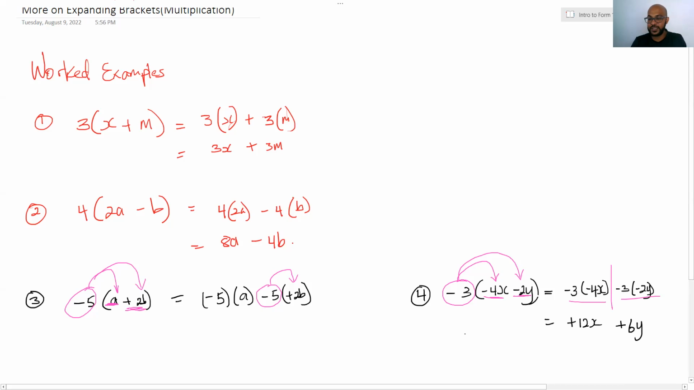And we get 6y. This is my answer. Positive 12x plus 6y. Let's look at this side, right? We're going to have negative 5 multiplied by a. That's going to give me negative 5a.